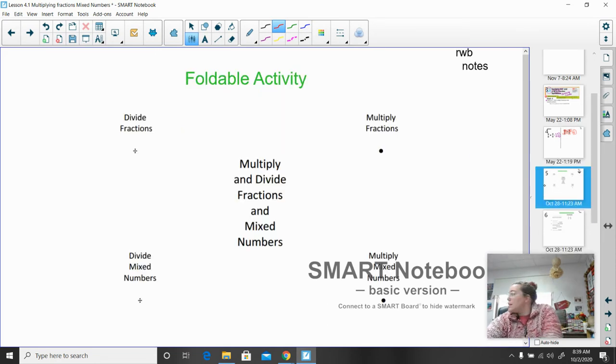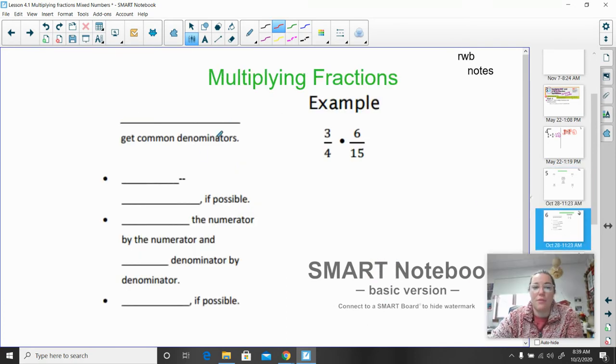If you go up to the front table, you will have a foldable. Okay, this foldable needs to be, I'll take a quick second in class and probably teach you how to fold this, but you need to go get your foldable. And we're going to fill out how to multiply fractions.